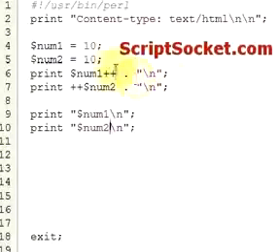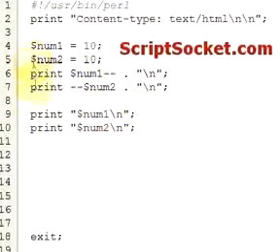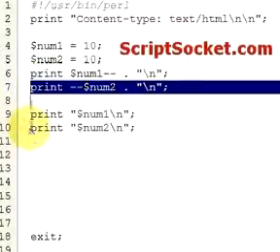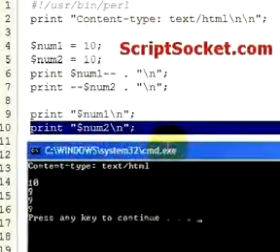The same applies with auto decrement. So num1 equals 10, print num1. This will still print out 10. And here it will print out 9. Num2 is prefixed decrement, so that will print out 9 and 9 again.